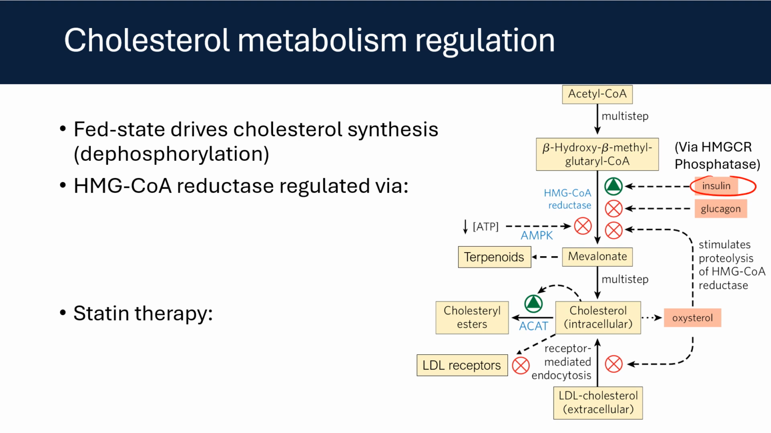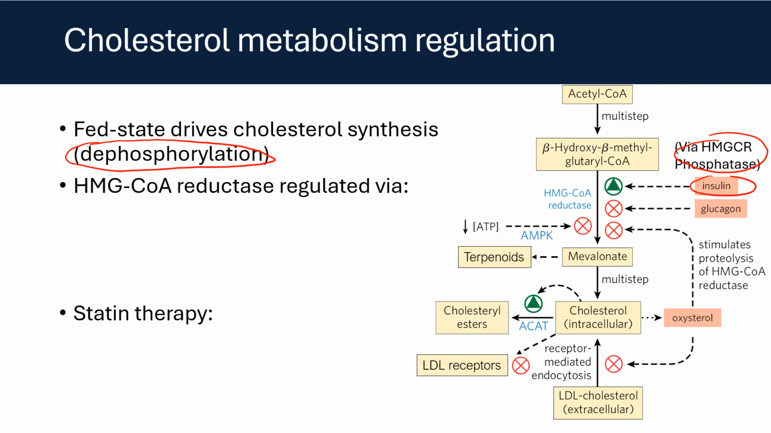However, it is also going to activate a phosphatase called HMG-CR phosphatase. And what this enzyme will do is it's going to boost HMG-CoA reductase's activity. It's going to keep it active in its dephosphorylated form. And this makes sense because cholesterol synthesis is expensive, and it's best to do it when we have plenty of energy coming in. All right, so how does our body tamp down cholesterol synthesis?